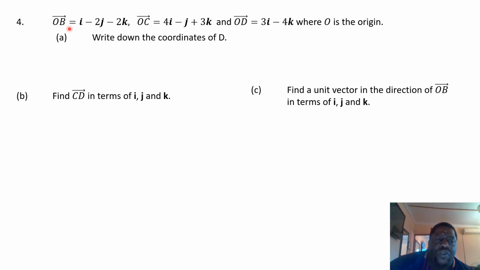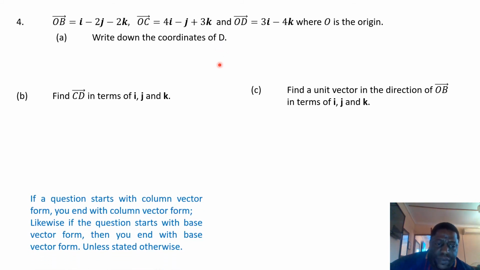Question 4, we have got OB is equal to that, OC is equal to that, OD is equal to that. Now look at the OD, you have 3i minus 4k, so there is no j value, careful. And O is the origin, write down the coordinates of D. So what would be the coordinates of D is 3, 0, negative 4. You agree? All right. Coordinates of D would be 3, 0, negative 4. So if a question starts with column vectors, you end with column vectors.